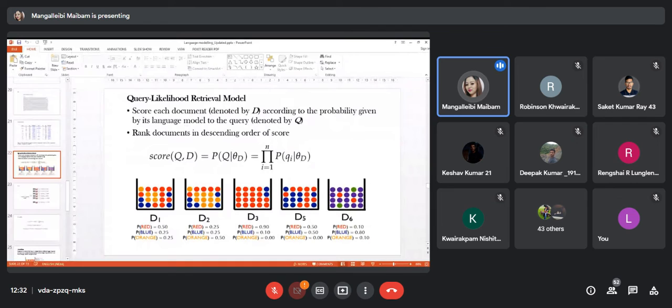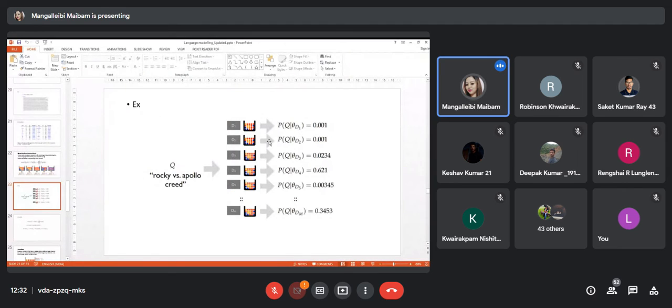Okay, so query likelihood model. Here we need to find the score for each document. Say suppose for D1 separately. So Rocky versus Apollo Creek. For Rocky in D1, for versus in D1, for Apollo in D1, for Creek in D1, and finally you have to multiply all the probabilities like that.